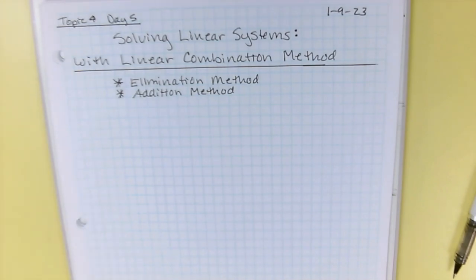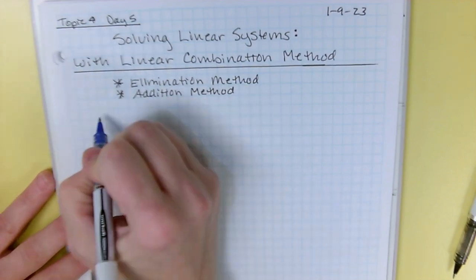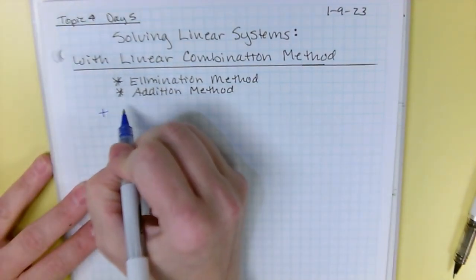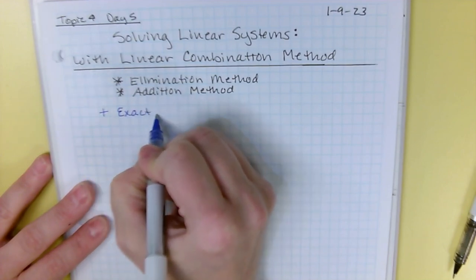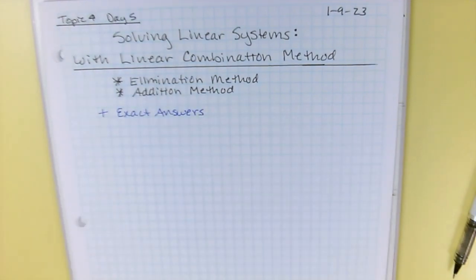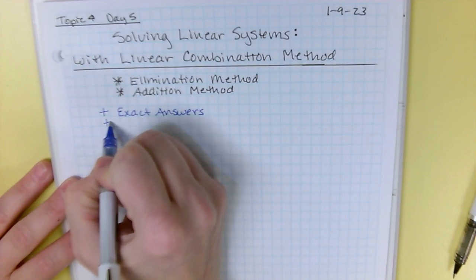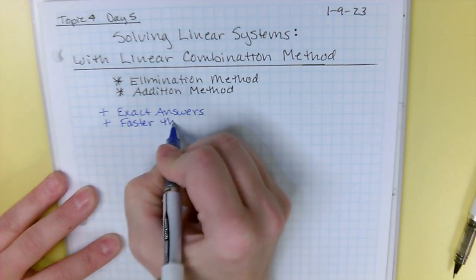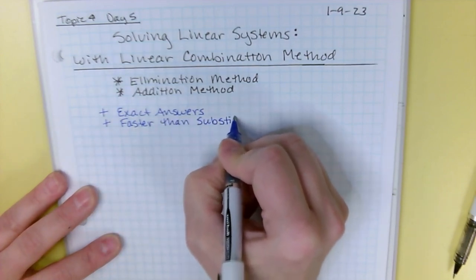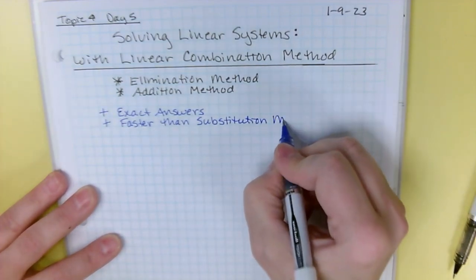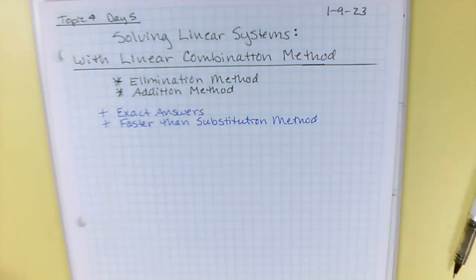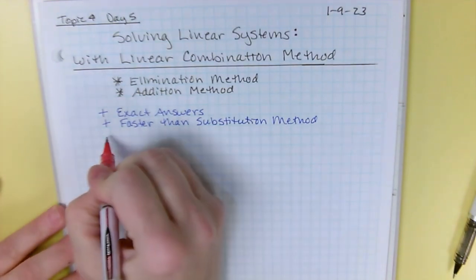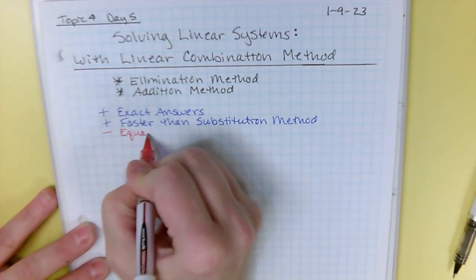This is an algebraic method to solve. So just like substitution method, you can get exact answers, unlike graphical method, where it's not a really exact answer, it's an estimate. One nice thing is if you pick the right situation, linear combination can be faster than substitution method. So it can be a very fast method if you use it in the right circumstance. The only downside to linear combination method is that the equations must match.